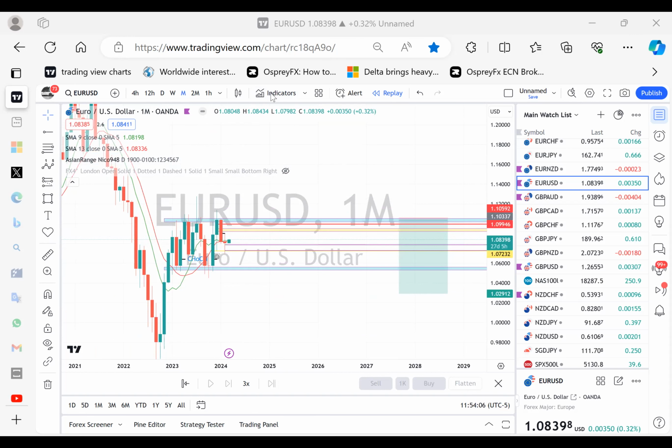Well, what's the macro? I mean, what are they doing with interest rates on the dollar? What are they doing with interest rates on the euro? We don't know, and that's the thing. We're not lowering and they haven't lowered. So it can probably just bounce back and forth until there's some clarity.